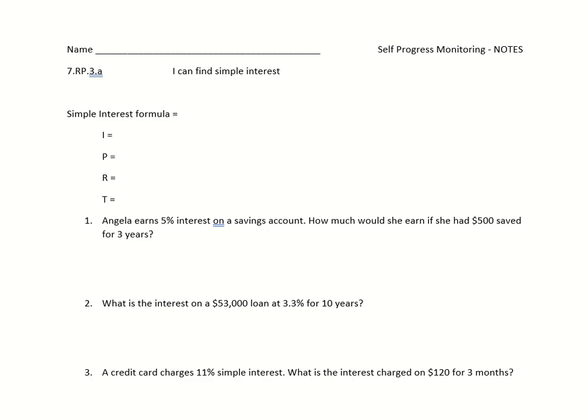The formula is I equals PRT. The I stands for the interest. That is the charge that the bank is adding onto your loan, or if it's an investment, it's the amount the bank is giving you for putting that money in the bank. P is our principal, and that is the amount of money that you are borrowing or investing.